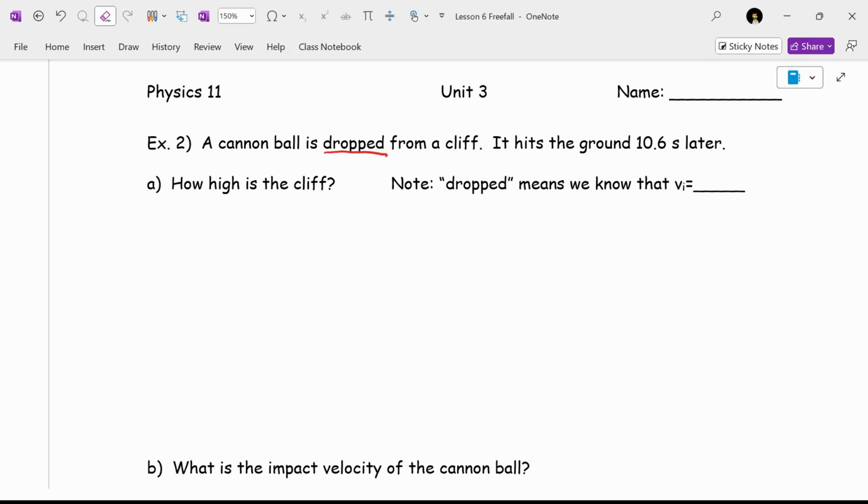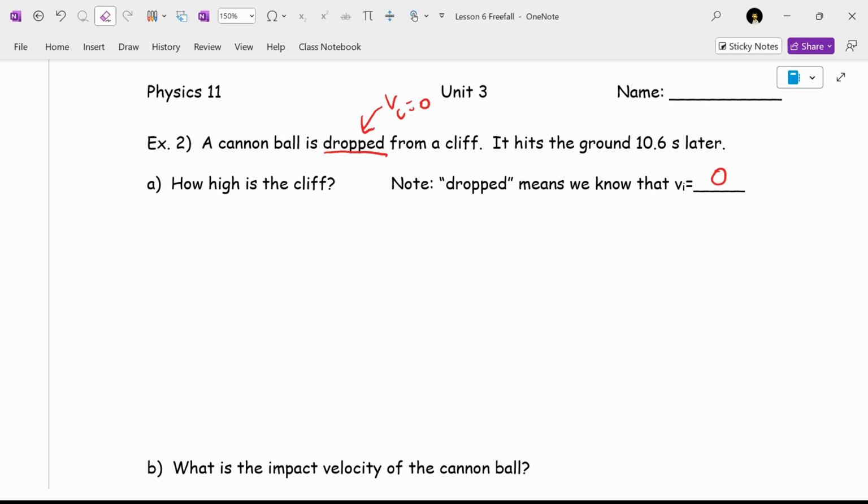If we drop something, yeah, it's going to go down, Captain Obvious, I got that. But if we drop something, what's VI as a number exactly? If I drop something, what's my initial velocity? So from now on, if you see this word, here's another physics vocabulary, you can assume VI is 0. I won't tell you that in the question. I'll say dropped. It hits the ground 10.6 seconds later. Oh, here it is. It says note dropped means we know that VI equals 0. I should have written that in my notes somewhere. I did. I just need to look down one line.